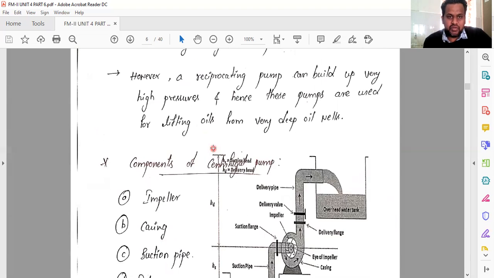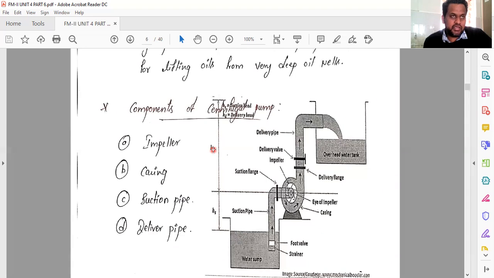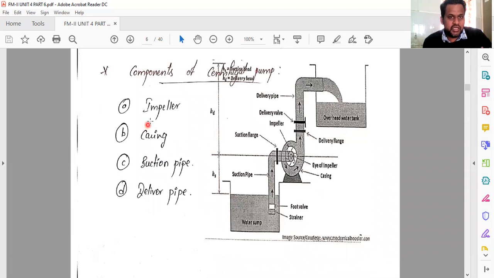Okay. Afterwards, the main important topic was the components of the centrifugal pump. So mainly there are four important components in a centrifugal pump. The first one is the impeller, the second one is the casing, and the third one is the suction pipe. The fourth one is the delivery pipe.